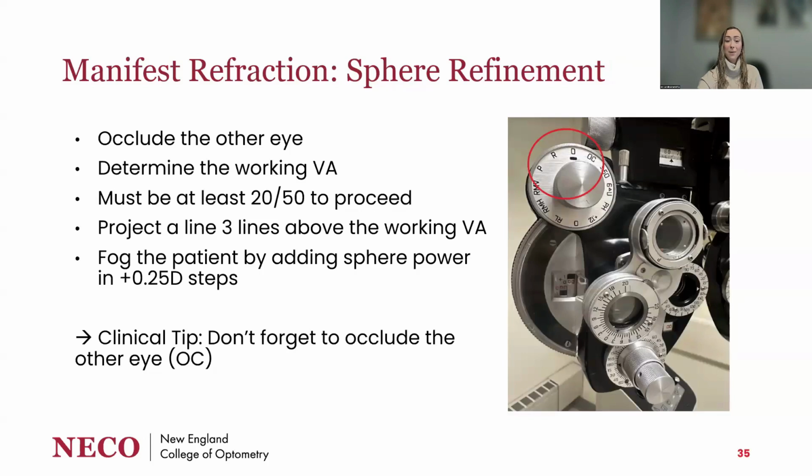One clinical tip is don't forget to occlude the patient's other eye. We want to make sure that this is done monocularly. So always alternate the O for open, with the bold line underneath to the right, to the OC, which occludes the eye. So if the right eye is open, make sure that left eye, you alternate the knob to OC.